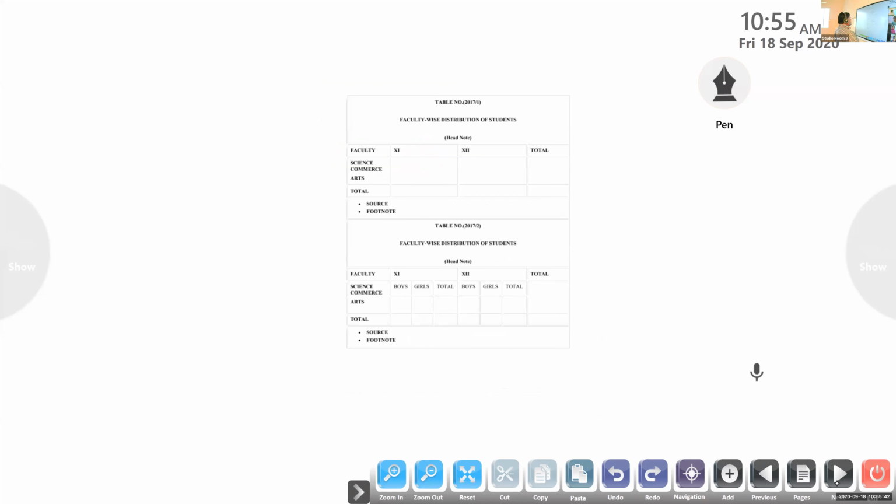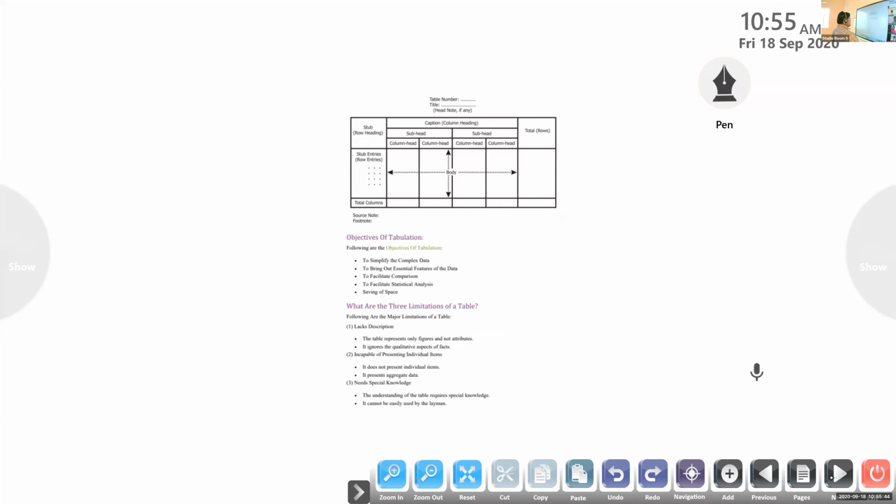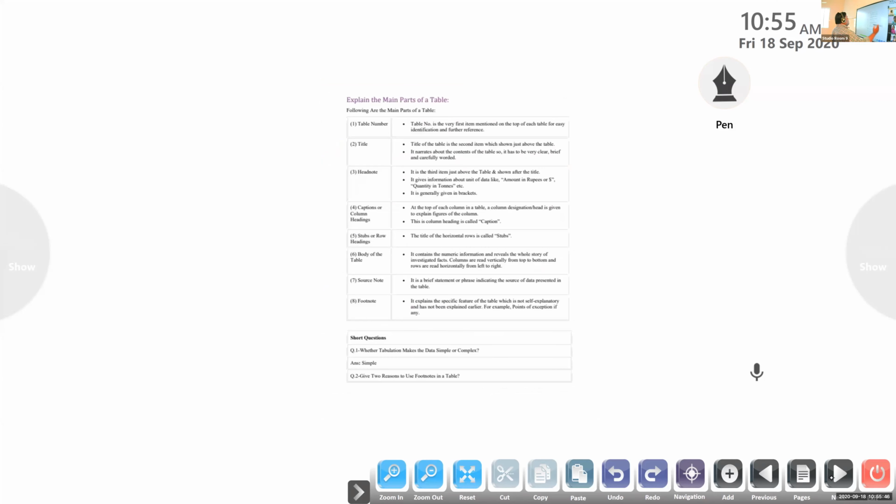So almost all this data we are able to present through a table. There are a number of parts for a table. What are they basically? What are the parts of a table? We know that the table number is compulsory for a table.